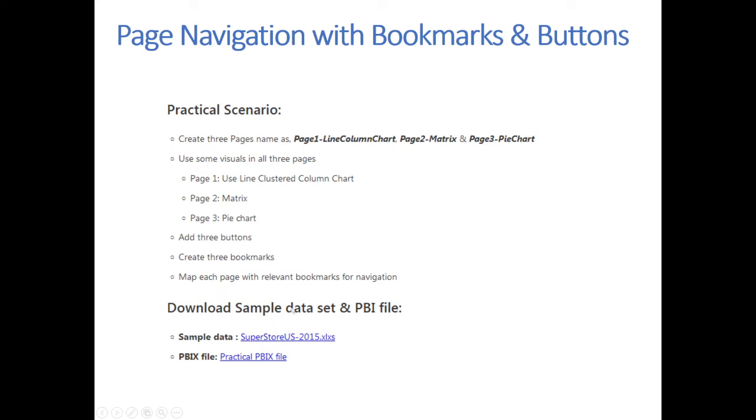So, practical scenario: create 3 pages, named Page 1 line column chart, Page 2 matrix, and Page 3 pie chart. Use some visuals in all 3 pages. So for Page 1 we have a line clustered column chart, a matrix for Page 2, and a pie chart for Page 3. Add 3 buttons, create 3 bookmarks, then map each page with relevant bookmarks for navigation. For this, we download the following files: Superstore US 2015 XLS and the practical PBIX file.